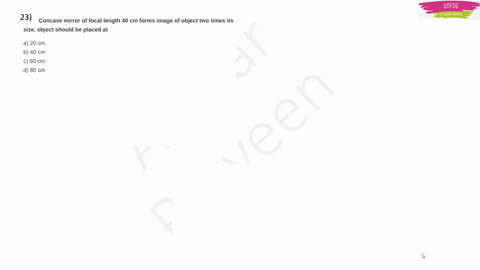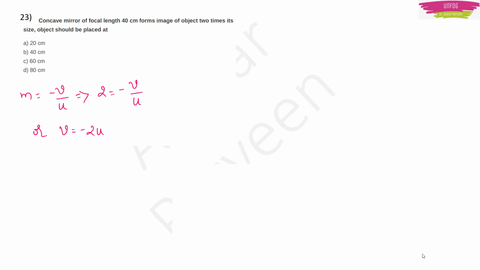Next question. Concave mirror of focal length 40 cm forms image of object 2 times its size. Object should be placed at. Now what they are doing, they are giving you the focal length which is 40 cm and then they are telling that the image magnification is 2 times. That means m is 2. With m is 2, you can find the relation between v and u, right? Till now we have done numericals like this. So you take that relation.